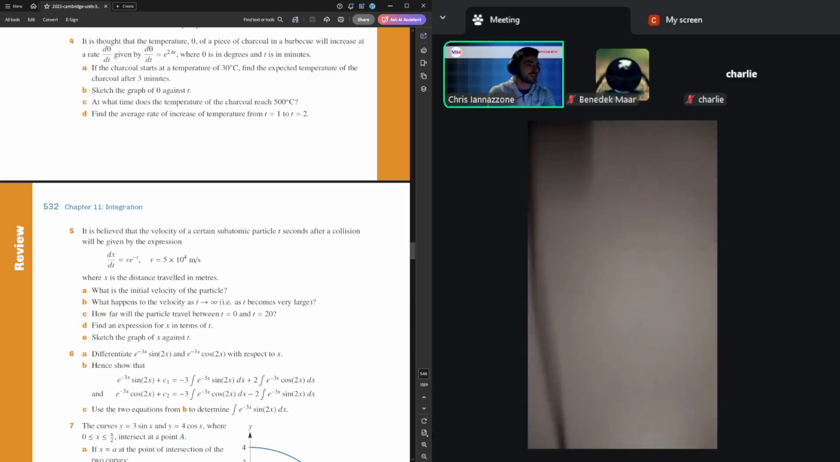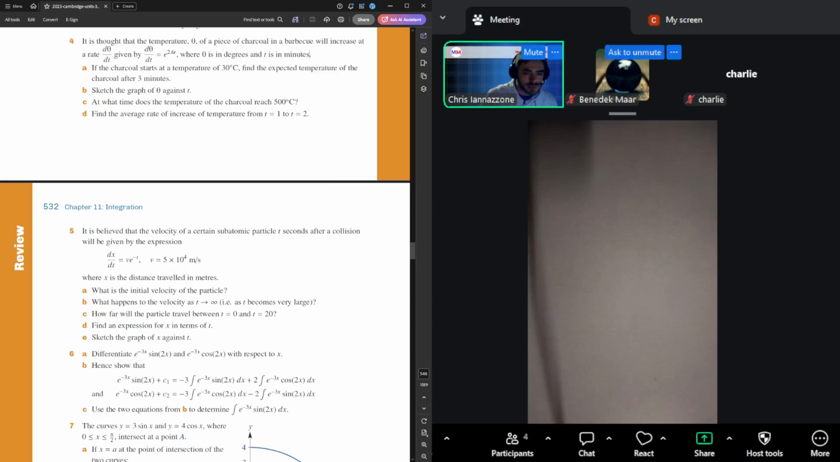Referring to the screen share, it is thought that the temperature theta, that's a bit interesting, giving theta to temperature, usually give theta to angle. But anyway, temperature theta of a piece of charcoal will increase at d theta dt, given by a particular equation. So we have essentially a derivative or a rate of change equation for the rate of change of temperature. Theta is degrees, t is going to be minutes.